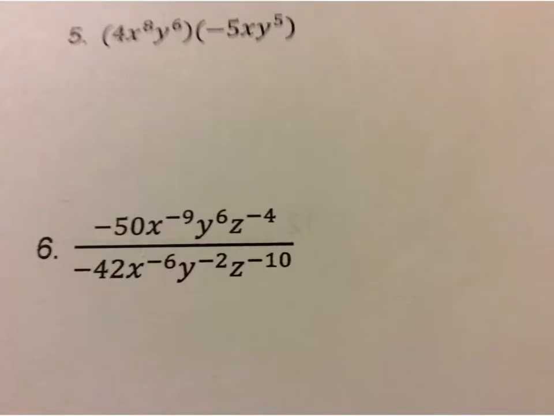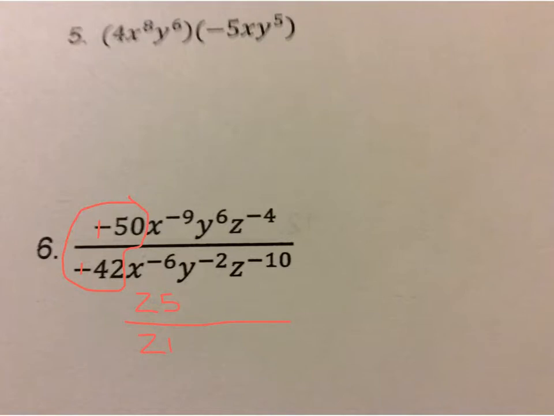Okay, problem number 6. So we've got several things we need to do to this problem. First thing I'm going to do is I'm going to start with the coefficient. So the coefficients are negative 50 over negative 42. Now these are coefficients, not exponents, so we don't actually flip them. All we do is we try to simplify them. So first of all, two negatives make a positive. 50 and 42 are both divisible by 2, so 50 divided by 2 is 25. 42 divided by 2 is 21, so I've simplified my coefficients.